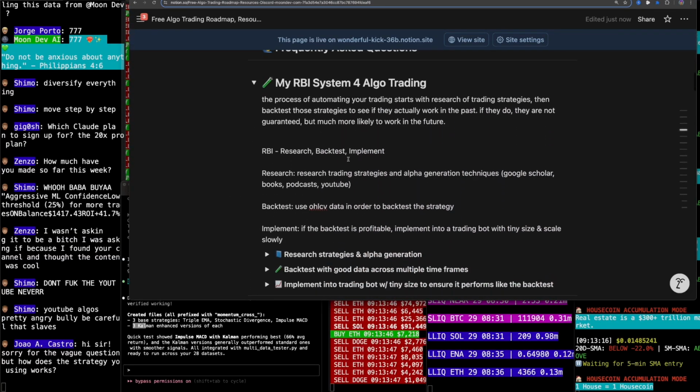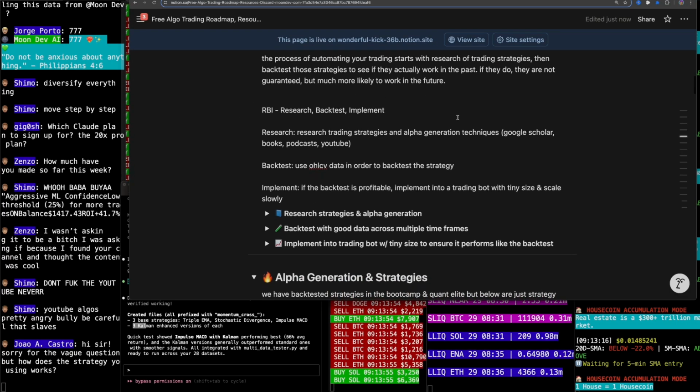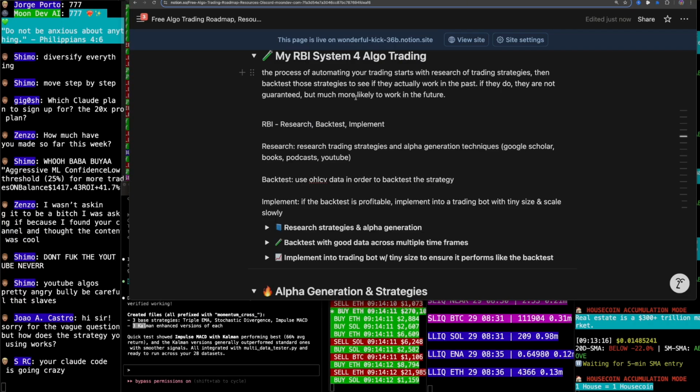The process of automating your trading starts with research of trading strategies. Then you backtest those strategies to see if they actually work in the past. If they do, they're not guaranteed, but much more likely to work in the future. So that's research, backtest, implement, research, backtest, implement. That's what I do all day, pretty much. And I found it to be a pretty good system to follow. Where do I research? I read books, listen to podcasts, read papers.